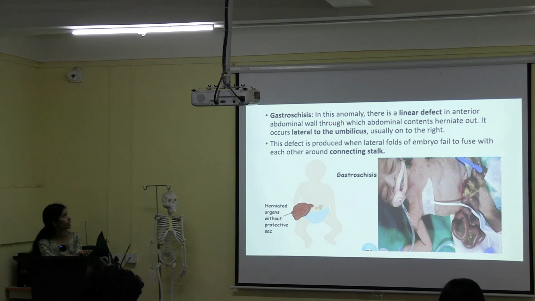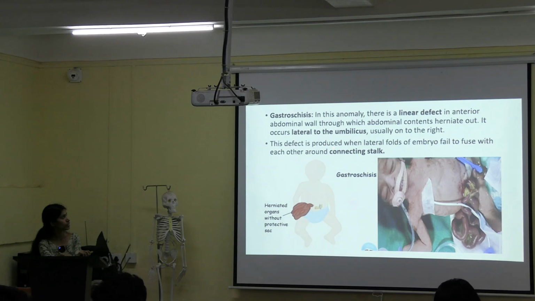Okay. The next condition is gastroschisis. In this anomaly, there is a linear defect in the anterior abdominal wall through which abdominal contents herniate out. It occurs lateral to the umbilicus, usually on the right.